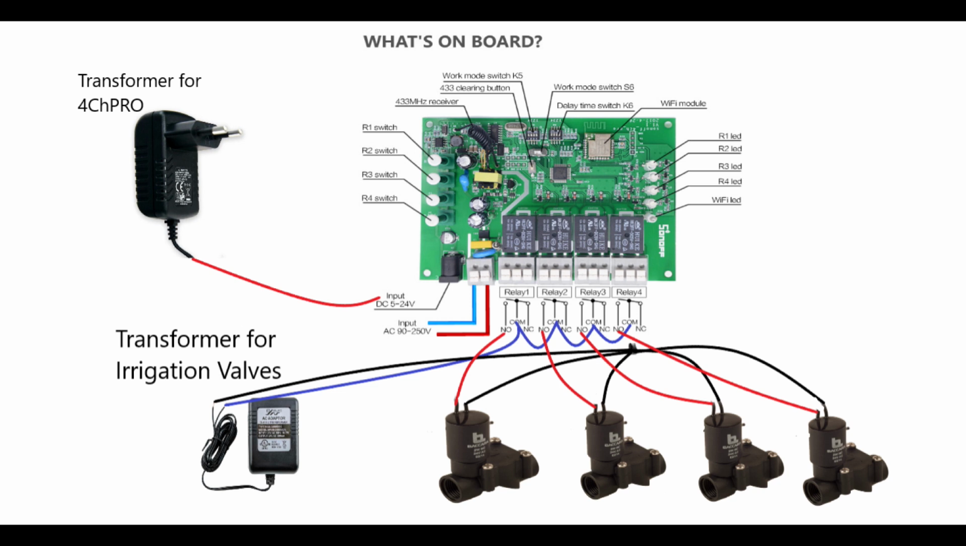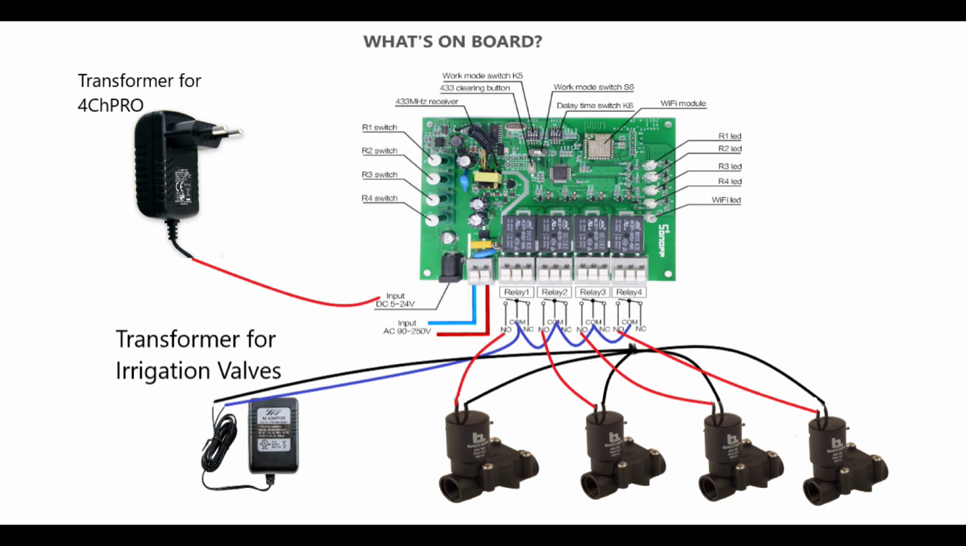The other wire from each of the electro valves will connect to the normally open position of each of the relays on the 4 channel Pro. Finally, the remaining wire from the transformer will connect to the common port of relay 1. From here you will need to make a bridge to the common of every other relay from the remaining ones.